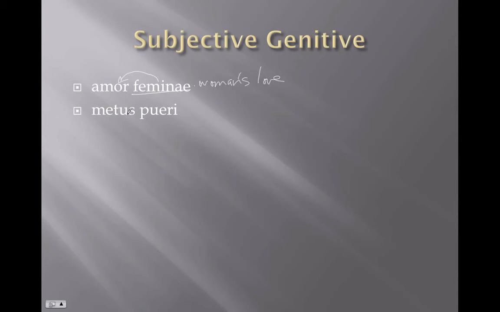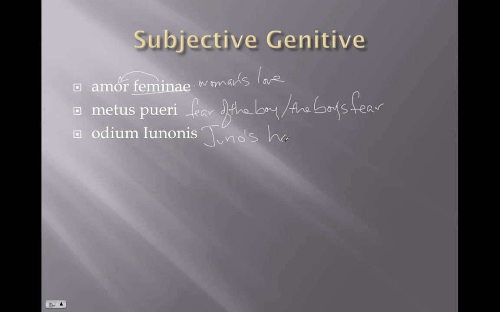Or the fear of the boy. Right? Or the boy's fear. He's the one creating the fear. He's the subject that has fear. And odium, you notice, the hatred of Juno, Juno's hatred. She's the one creating the hatred, and therefore she's the subject.